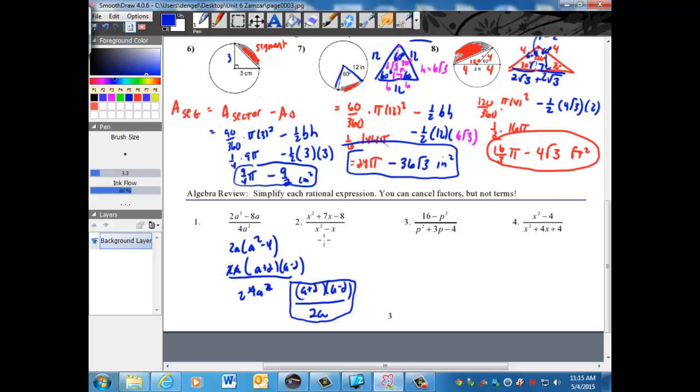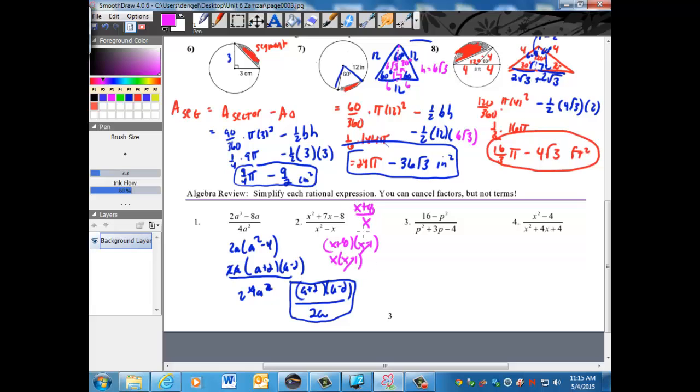Alright, problem 2. Let's change the pen color. We have x plus 8 times x minus 1 over x times x minus 1. X minus 1's cross out. We're left with x plus 8 over x. And we actually can't cross the x's out.